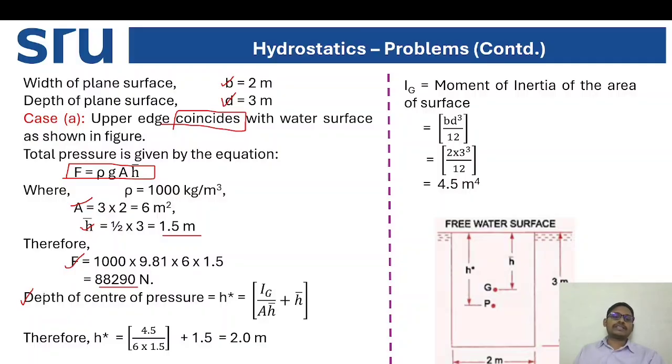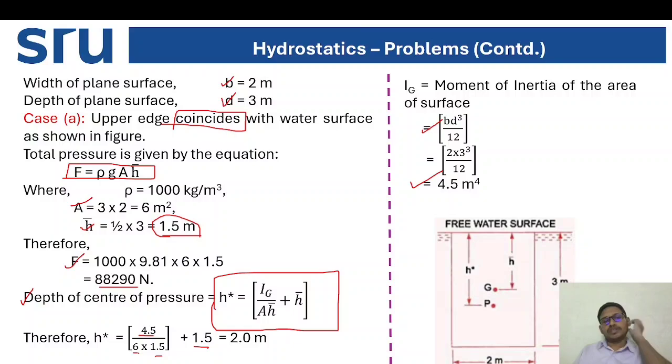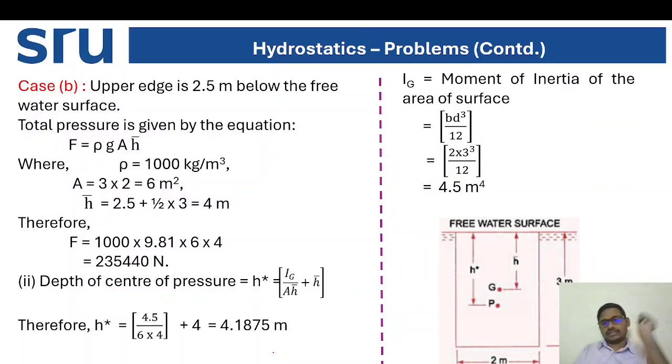So depth of center of pressure H star is equal to Ig by A H bar plus H bar. Ig is nothing but B D cube by 12, that is 2 into 3 cube by 12, that is 4.5 meter to the power 4. So this is 4.5, and you can see here H bar is 1.5, area is 2 into 3, 6. So in total you will get 2 meters for H star. H star is nothing but the center of pressure.